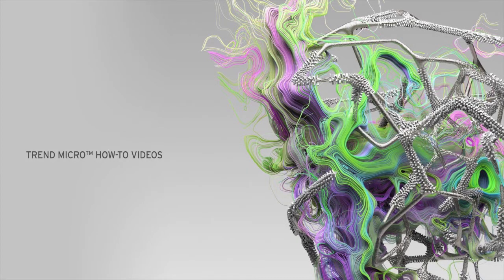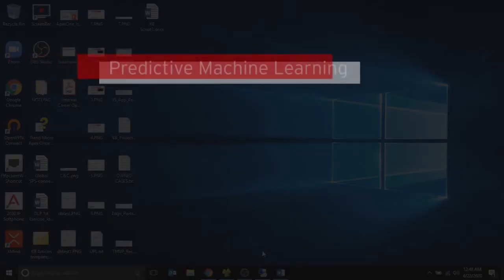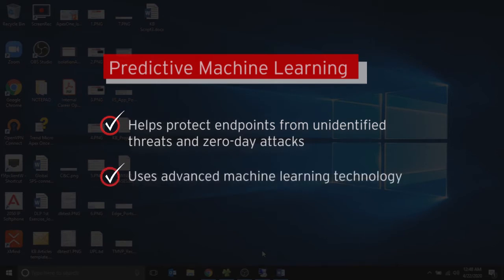In this video, we will show you how to disable the Predictive Machine Learning service in the Apex Central Web Console for isolation testing. Predictive Machine Learning helps protect endpoints from unidentified threats and zero-day attacks by using advanced machine learning technology to correlate threat information and perform in-depth file analysis.